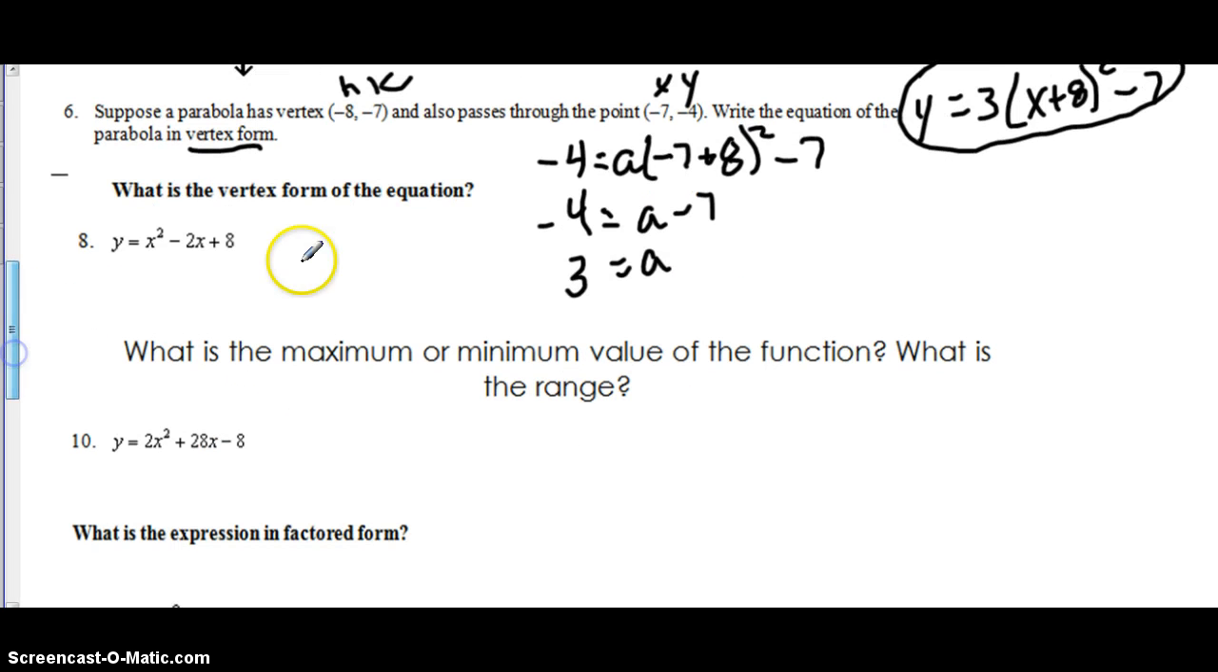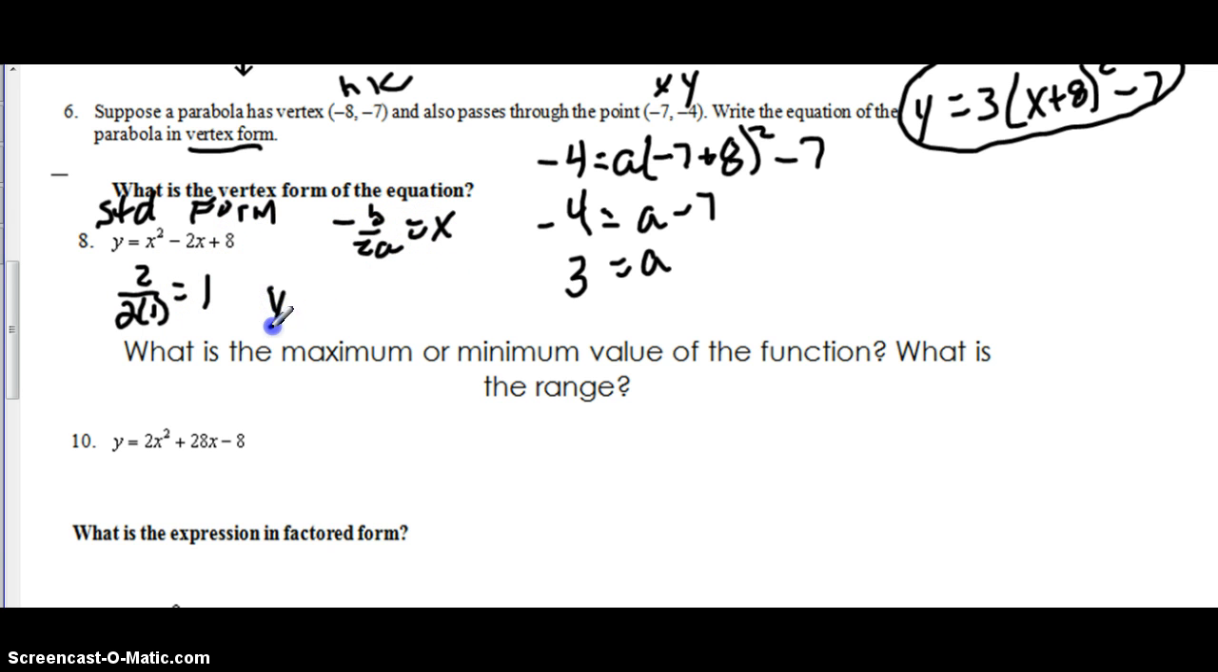The next one, number 8. What's the vertex form of the equation? Well, we already know the vertex form. Since it's in standard form here, let's go ahead and use negative b over 2a to find our x value of the vertex, or h if you will. So negative b over 2a, 2 over 2 is going to be 1, so that's my x value.